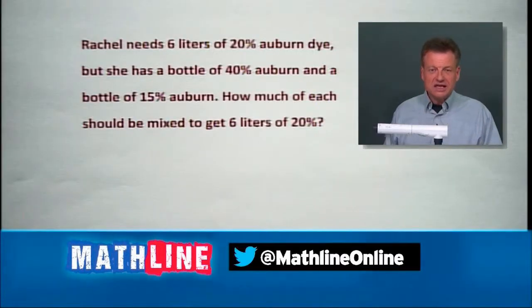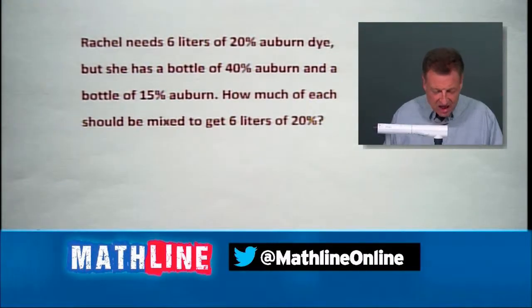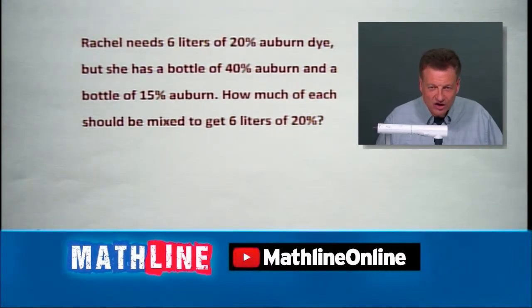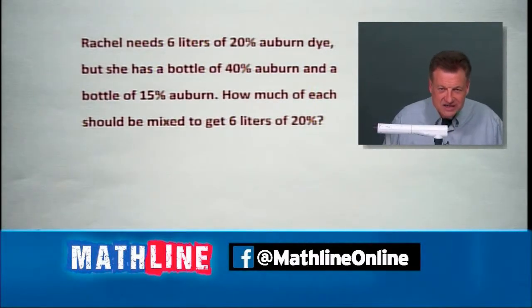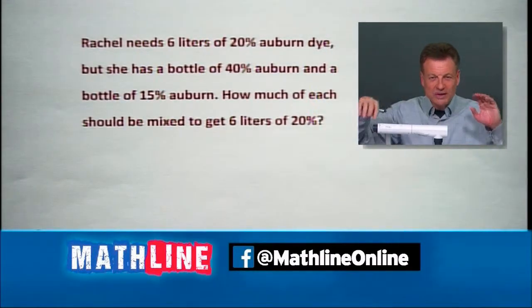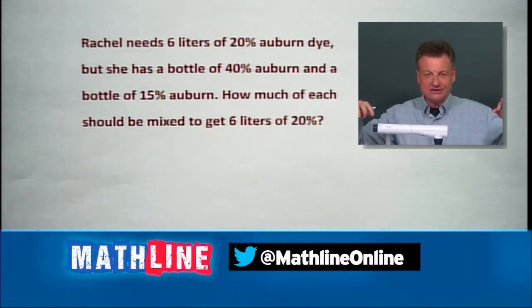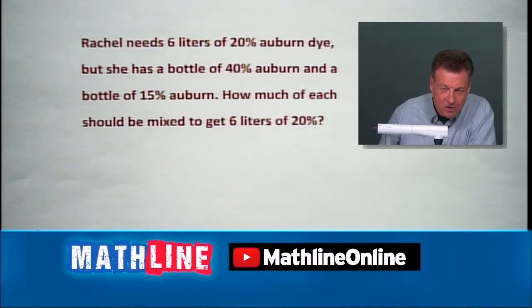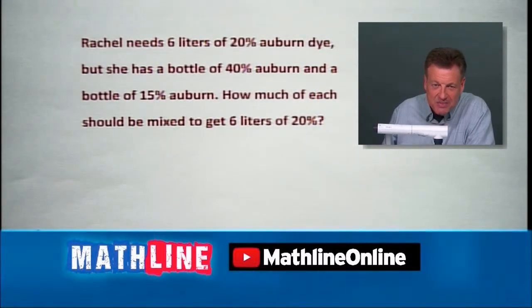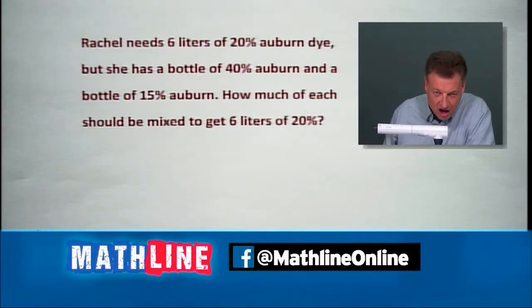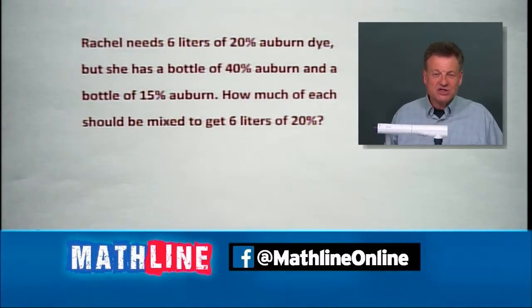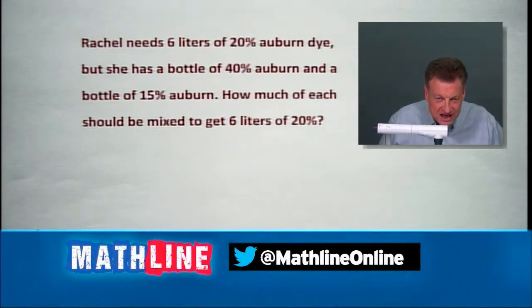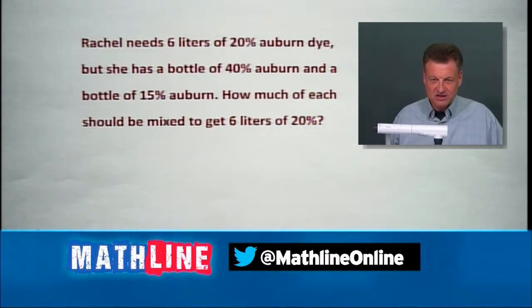I think we've got enough time to set one more up and get worked through before the end of the show today. Got Rachel, and she's dyeing hair, it looks like, in case you were wondering. She needs 6 liters of 20% Auburn dye. That's what she wants at the very end. But she has 40% Auburn, and she's got a bottle of 15% Auburn. So the question is, how much of each should be mixed to get 6 liters of 20% Auburn?